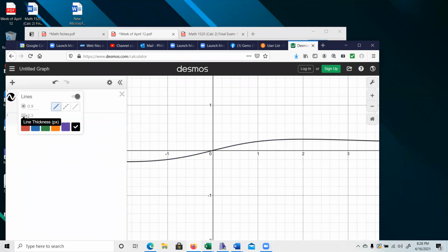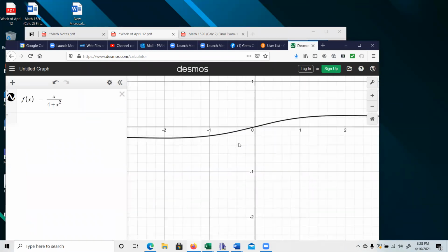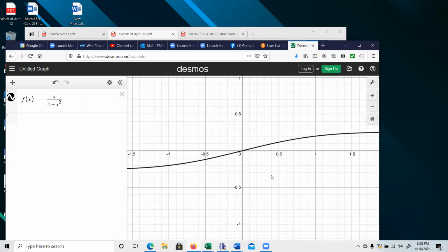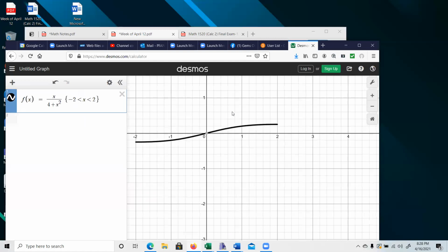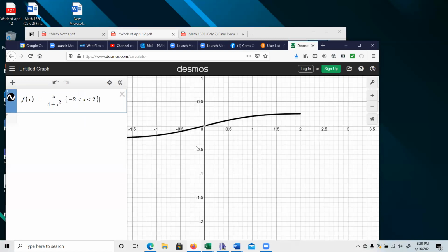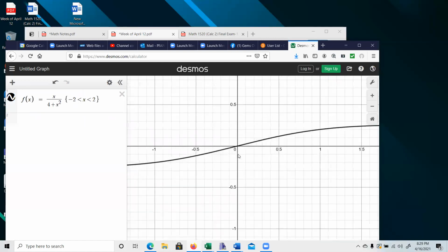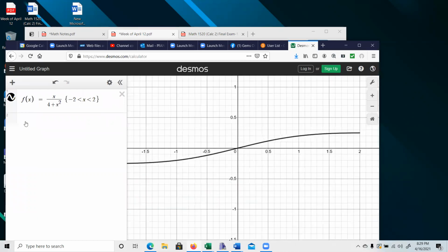And thickness, let's go 3. All right, I don't know if that helps, but there we are. We're going to close in on here. I'm also going to give it a range, so we're going to do negative 2 up to 2. So that cuts it off. That's how you do that, by the way, if you're dealing with this. But I'd really like to zoom in real close here.